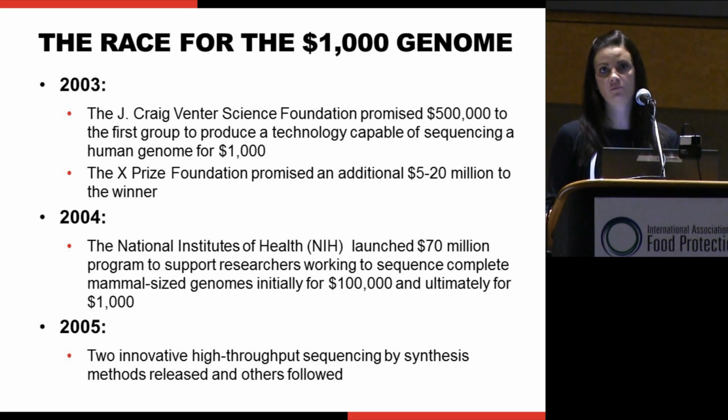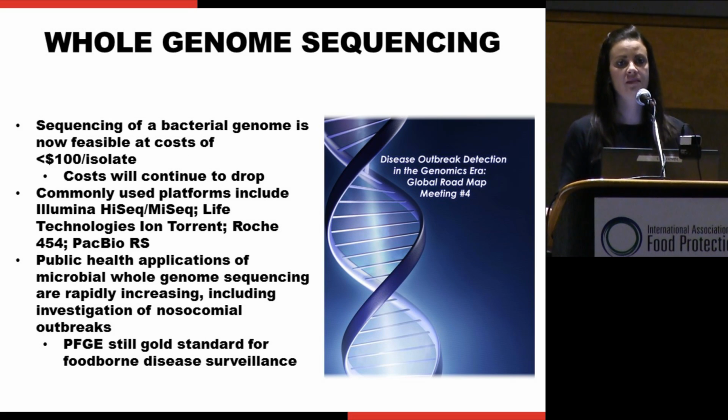The X Prize Foundation promised somewhere between $5 to $20 million for the first technology capable of sequencing the human genome for $1,000. Also, the NIH put a lot of money towards research grants that could be used towards sequencing genomes at a more feasible cost, in terms of being able to do some population studies. And then in 2005 and 2006, the first wave of next-generation sequencing technologies were released.